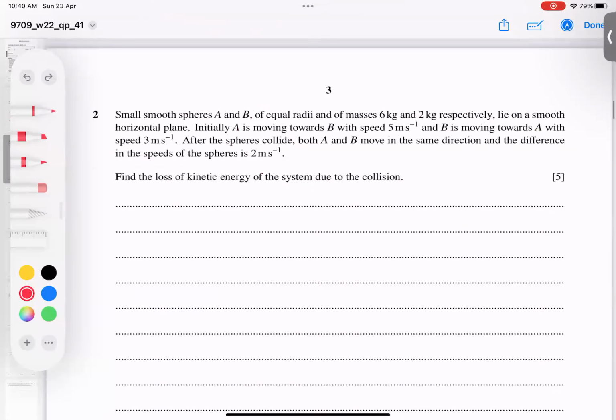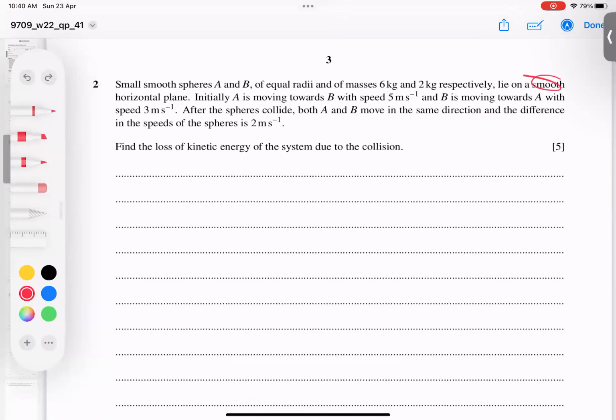Anyway, come back. Two small smooth spheres A and B of equal radii. Mass of one is 6, second is 2, and they lie on a smooth horizontal plane, so friction is no more. Initially A is moving towards B and B is moving towards A. So let's make a diagram.